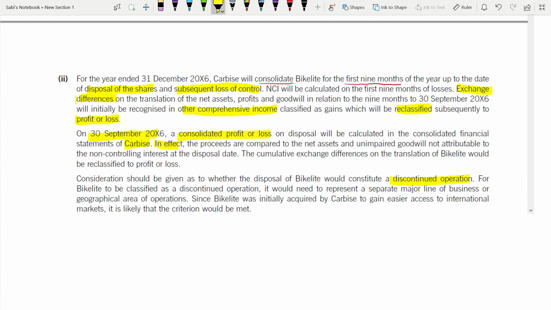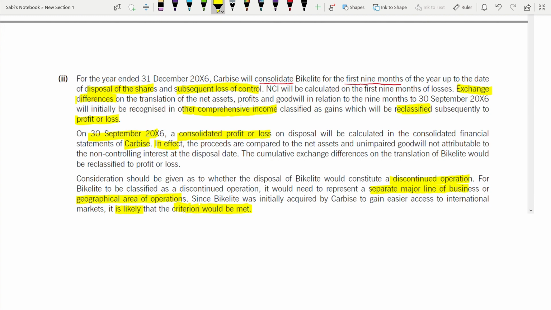You read, you will understand. How do you classify a discontinued operation? So for Bike Light to be classified as discontinued operation, you have to see whether there's a separate major line of business or geographical area of operation. Since Bike Light was initially acquired by Kerbers to gain easier access to international market, it is likely that the criterion would be met, always in probability terms you are answering. That means what criterion? That it will be a discontinued operation.